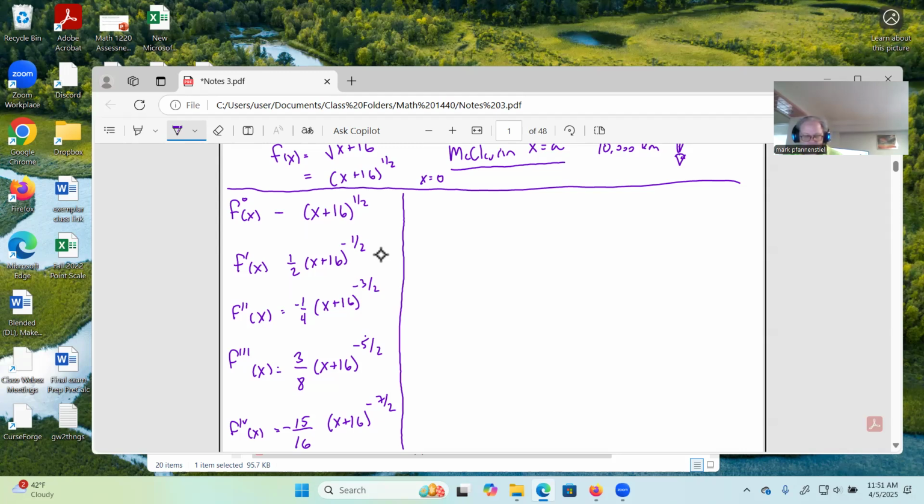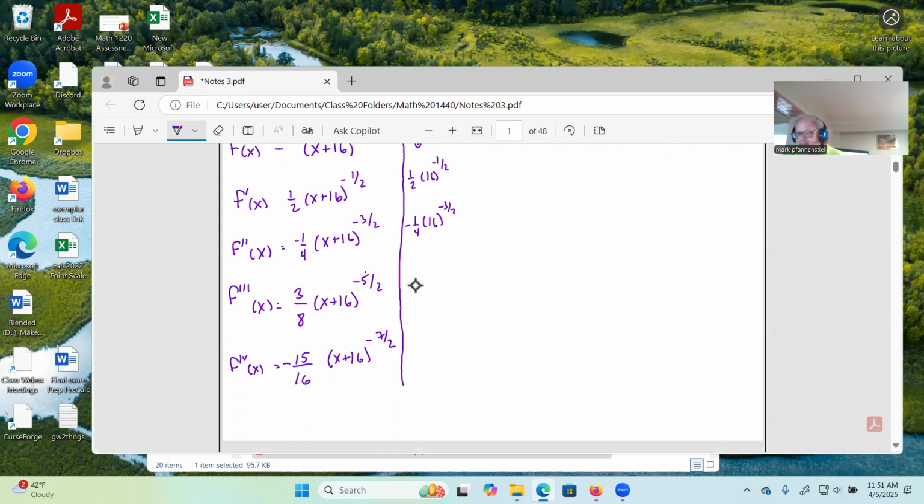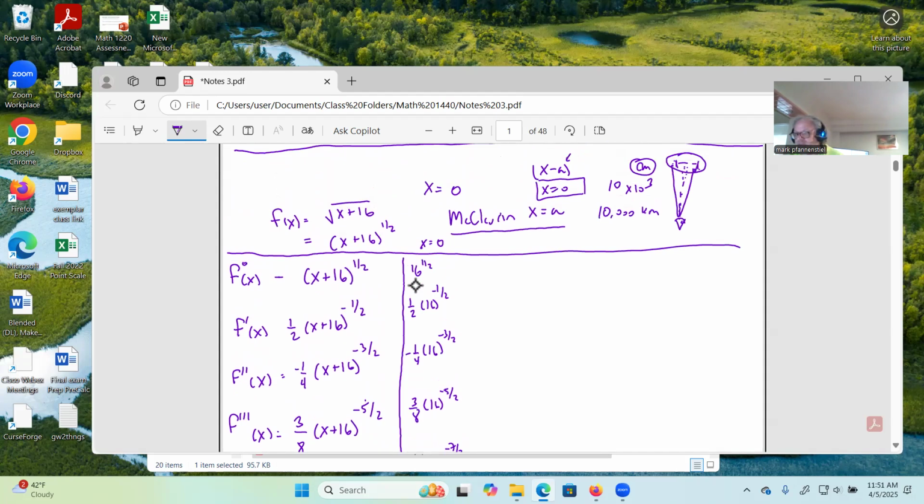So I'll put a very mini column in here where this is just going to be 16 to the 1/2 power, 1/2 times 16 to the negative 1/2 power, negative 1/4 times 16 to the negative 3/2 power, 3/8 times 16 to the negative 5/2 power, and of course, negative 15/16 times 16 to the negative 7/2 power. Okay, and we're just going to go through and deal with each of these little pieces here.